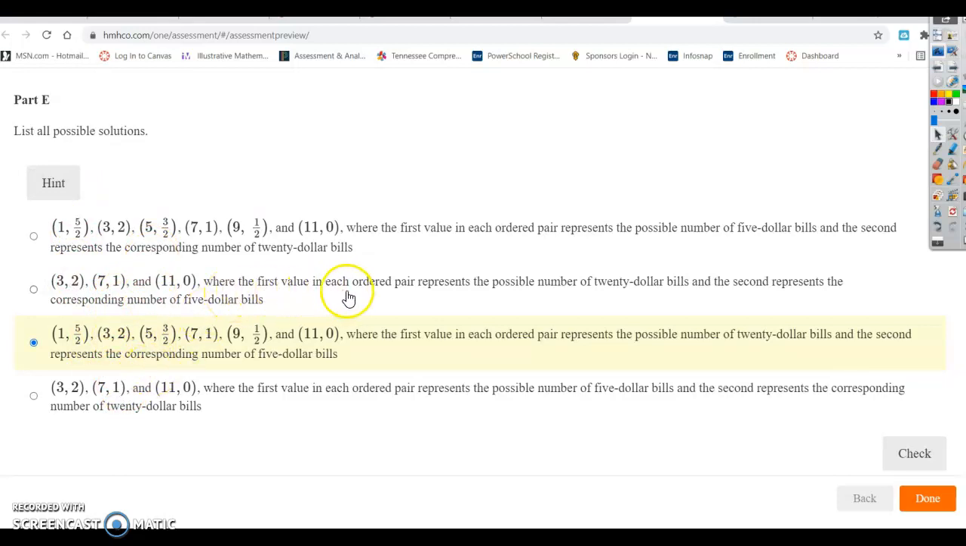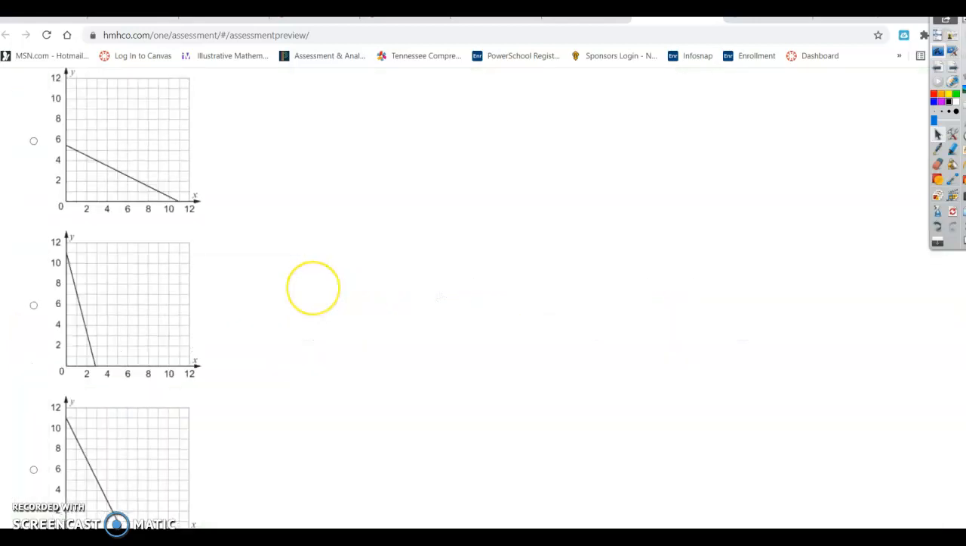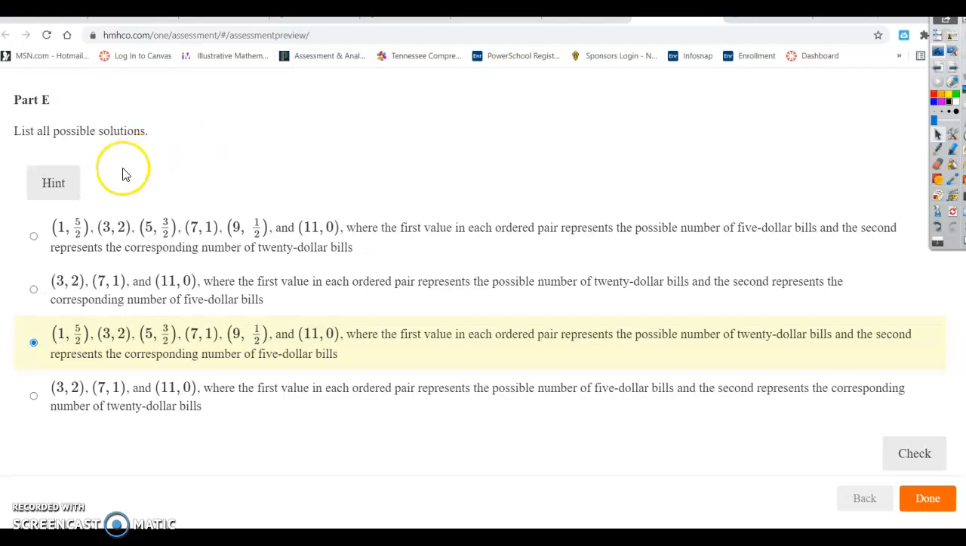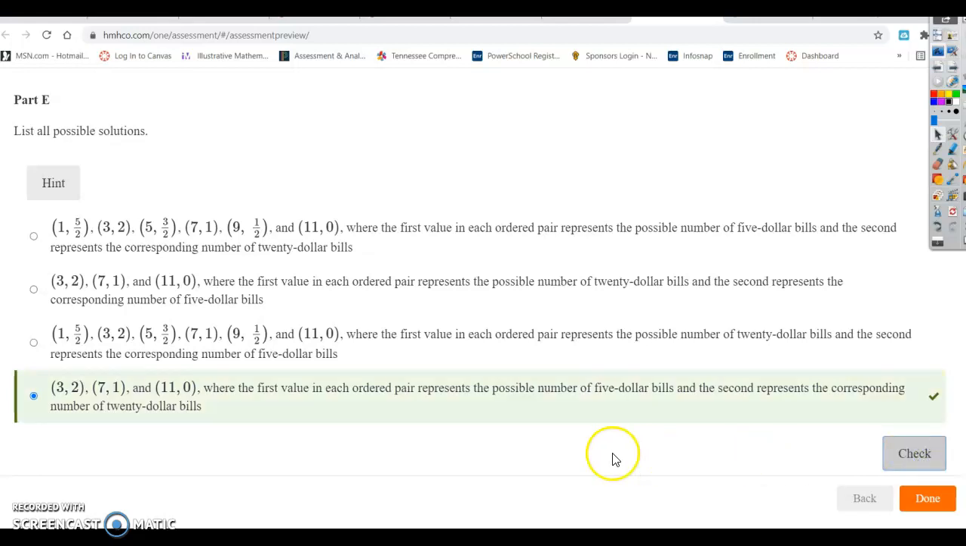This says where the first value in each ordered pair represents the possible number of $20 bills. Does the first value equal $20 bills? If we go back up here, we let the first variable, x, be $5 bills. So it's probably not the first or the second answer. Let's look at this one, where the first value in each ordered pair represents the possible number of $5 bills, and the second represents $20 bills. This is the only one that has the ordered pairs that are solutions, and the wording is correct. So that one has to be the solution.